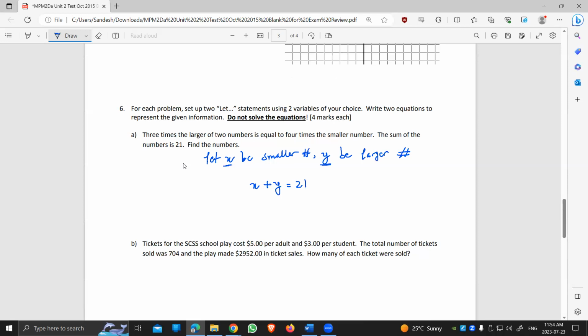Now this second equation is a little bit more difficult. 3 times the larger of the two numbers is equal to 4 times the smaller number. What's the equation here? It's not that difficult. Look at this. It's going to be 3 times the larger. Y is our larger number. So 3 times y is equal to 4 times the smaller number, 4x, like that.